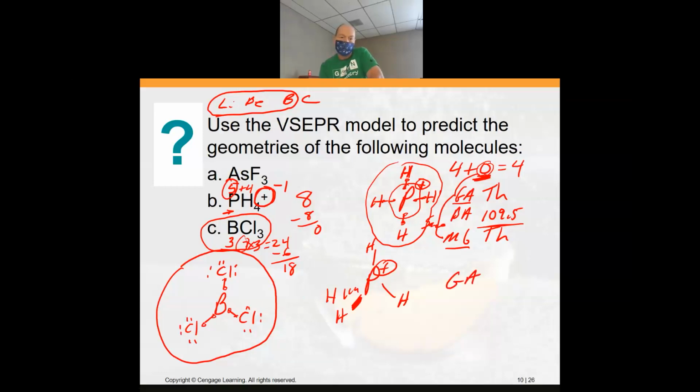Geometric arrangement. We have three bonding directions. All right. And so that is trigonal planar. Trigonal planar has a bond angle of 120. All right, the molecular geometry, since there are no lone pairs on the central atom, then these are the same, trigonal planar. All right, and then your hybrid orbital, all right, you have three directions, and so that needs sp2 for your hybrid orbital.